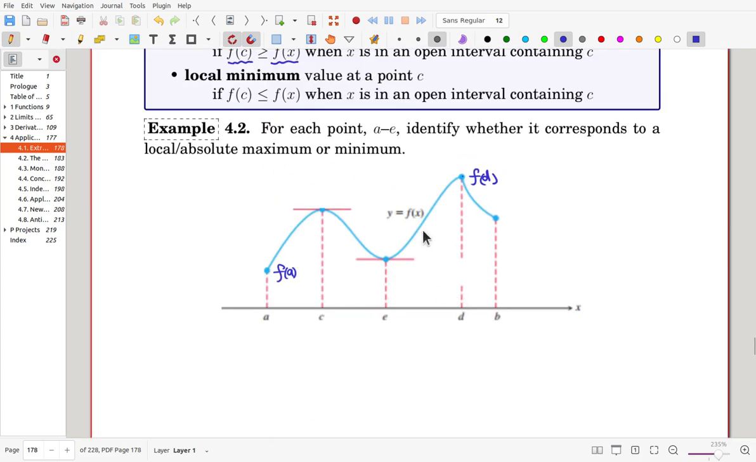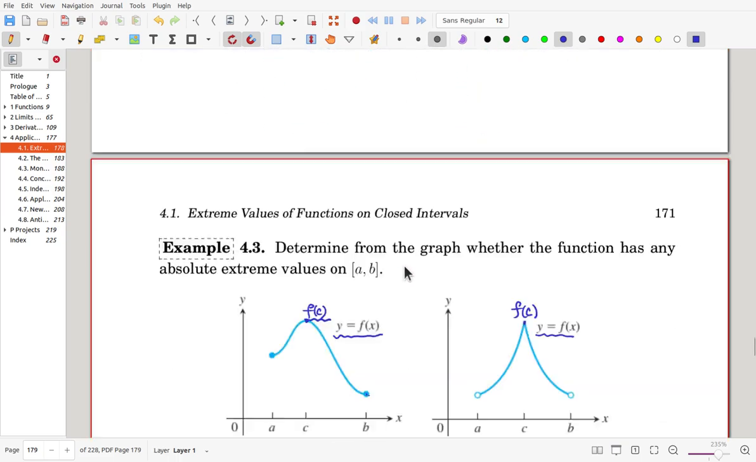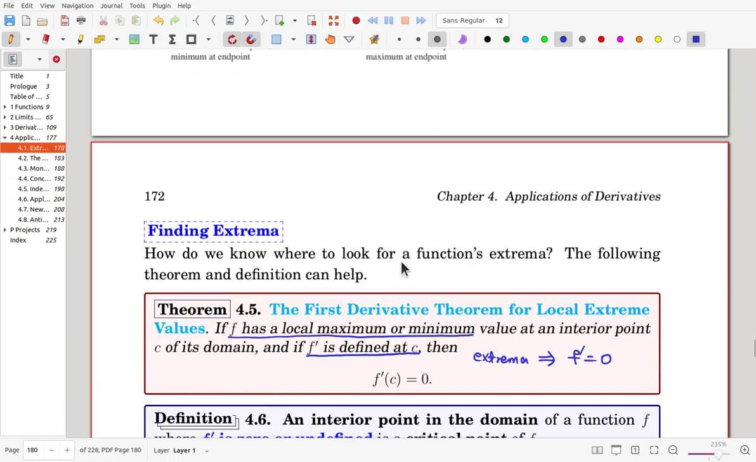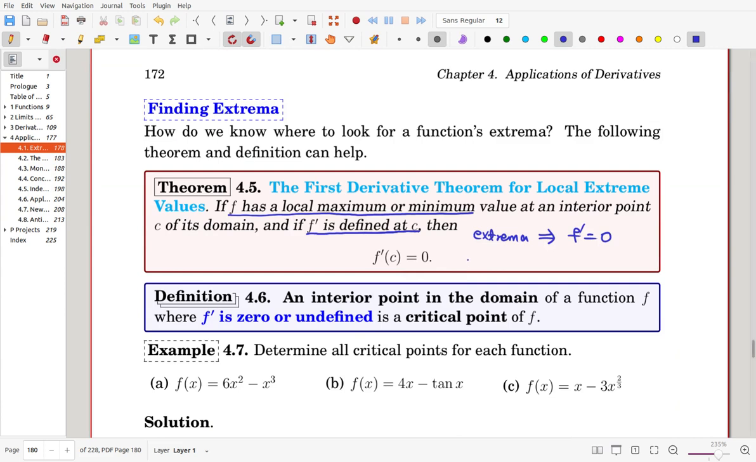Like over there, but that's not differentiable. But once it is differentiable, then the slope at the point must be 0. Okay? So once the extremum happens, the derivative is 0, but the reverse is not true.